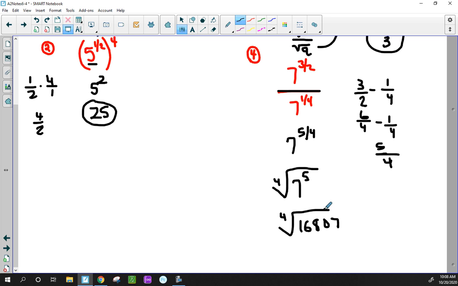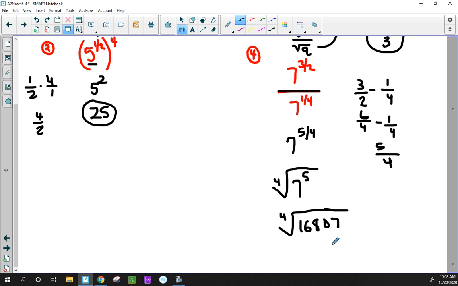And then on your calculator, you might want to check to see, can I really do that? Can I do the 4th root of 16,807? So if you type it in, if you get a whole number, you definitely want to write down the whole number. If you get a decimal, do not.